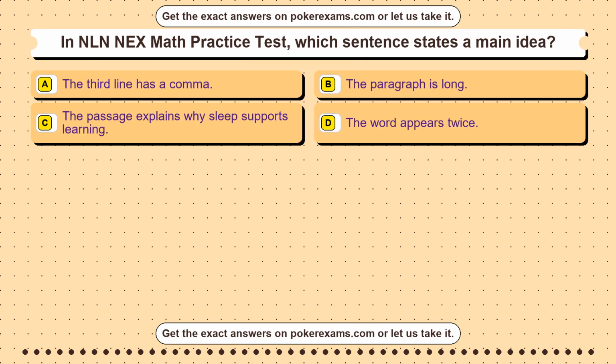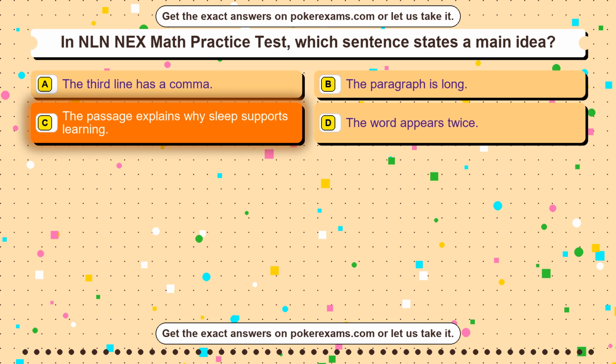Question 3. In get inference practice, which sentence uses correct subject-verb agreement? Option A. The students are ready. Option B. The student be ready. Option C. The students is ready. Option D. The student are ready. The correct answer is option C.